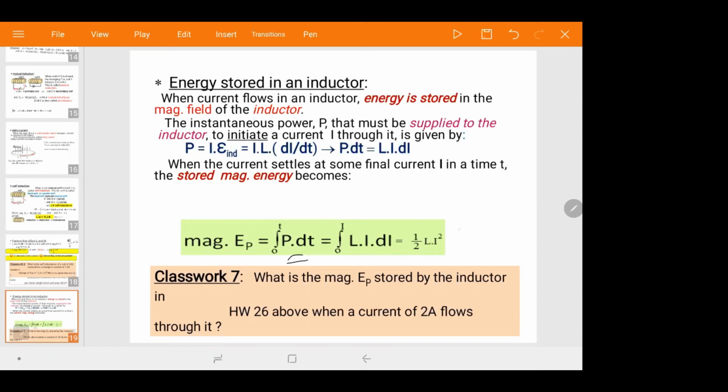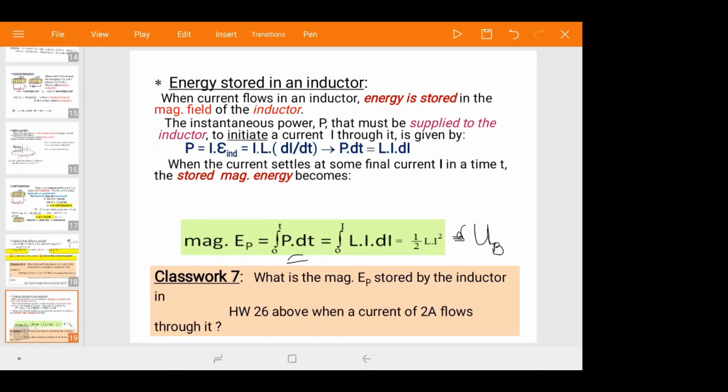There is another symbol we use here. Another symbol is capital letter U with subscript B. Capital letter U in physics usually stands for potential energy. So what potential energy is this now? The magnetic potential energy stored in the inductor.